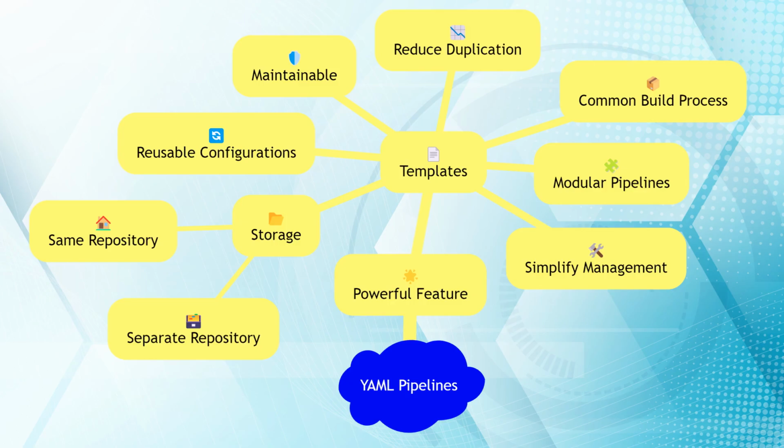One of the powerful features of YAML pipelines is the ability to use templates. Templates allow you to define reusable pieces of pipeline configuration that can be included in multiple pipelines. This can help reduce duplication and simplify pipeline management. For example, you can create a template for a common build process and include it in multiple pipelines. Templates can be stored in the same repository as the pipeline or in a separate repository. Using templates can make your YAML pipelines more modular and maintainable.